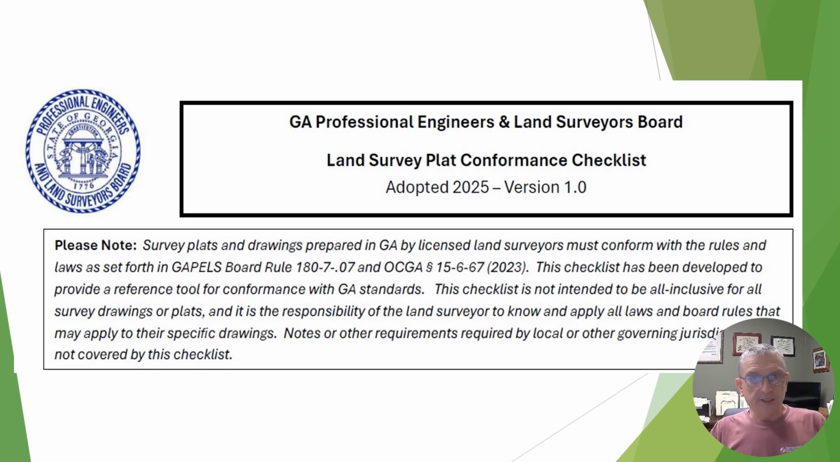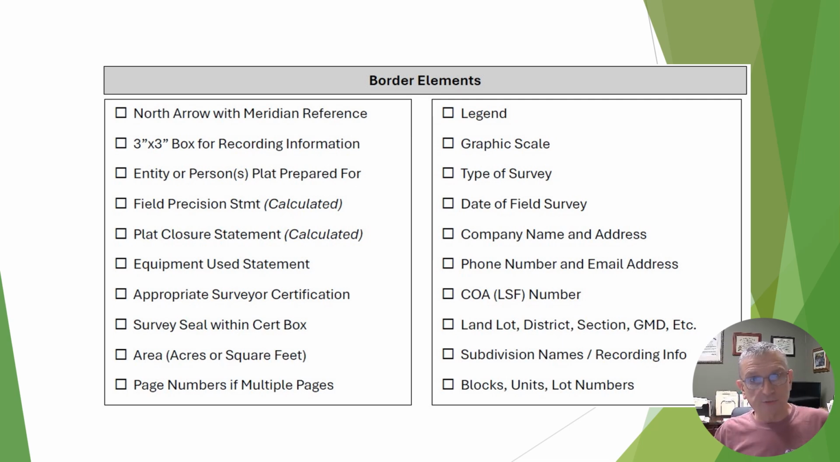It was recently adopted in 2025 by the Georgia Professional Engineers and Land Surveyors Board. There's a land survey plat conformance checklist. Notes or other requirements not covered by the checklist. The checklist is not intended to be all-inclusive for all surveys or plats. It is the responsibility of the land surveyor to know and apply all rules and board rules that may apply to their specific drawings. So, this is not a cure-all, do-all, but everything that we've been talking about backs up these things.